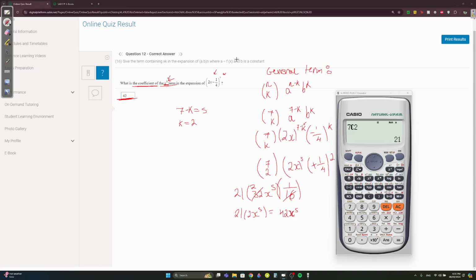Remember, find your k value. Every question you have like this, write this down. Write down the general term. Write these two down. This is the general term in this case for my binomial expansion. Write this down.